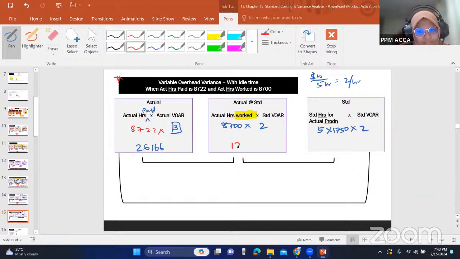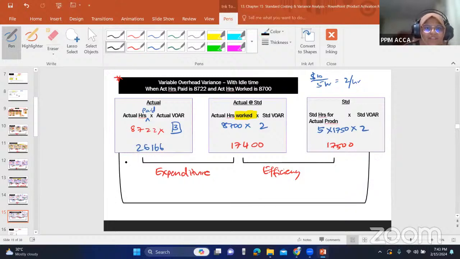8,700 into 2 will be 17,400. 5 into 1,750 into 2 will be 17,500. So this will be the expenditure, and this will be the efficiency. So there won't be another third variance called idle time in the variable overheads. Only thing is the expenditure and efficiency variance will change a bit. Okay, let's get the differences. 26,166 minus 17,400 is 8,766. Here it's 17,400 minus 17,500, which is 100.